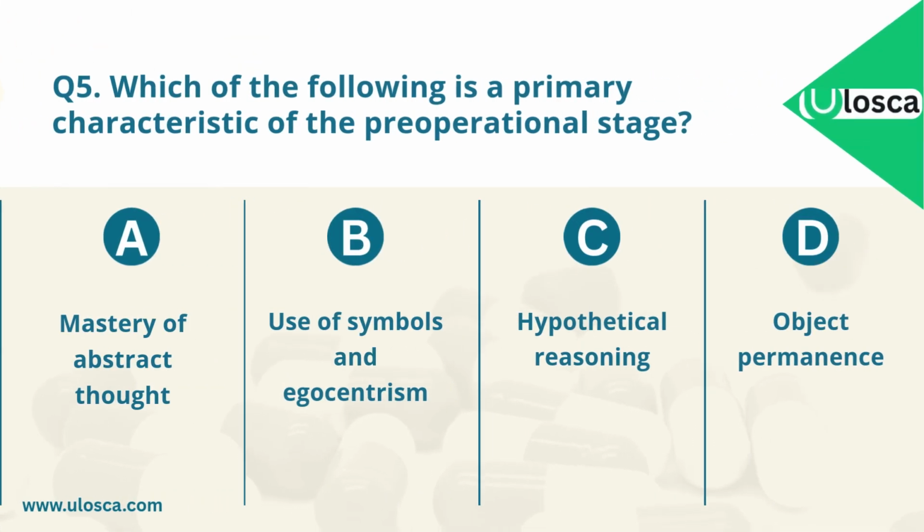Question 5. Which of the following is a primary characteristic of the pre-operational stage? A. Mastery of abstract thought. B. Use of symbols and egocentrism. C. Hypothetical reasoning. D. Object permanence. Which one is the correct answer?